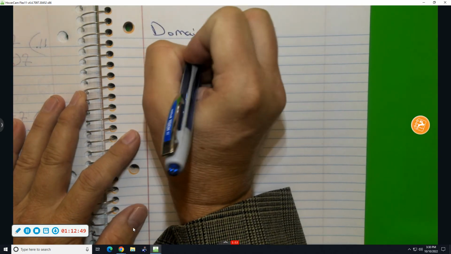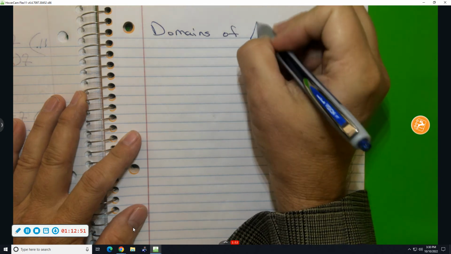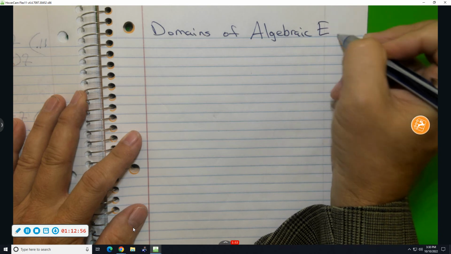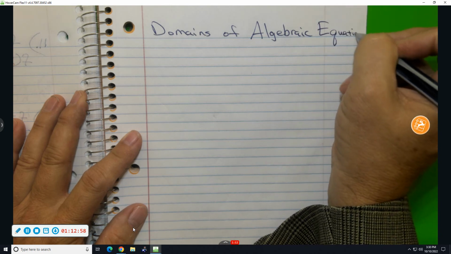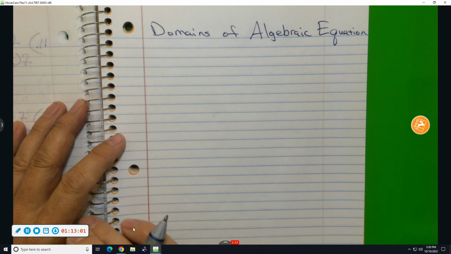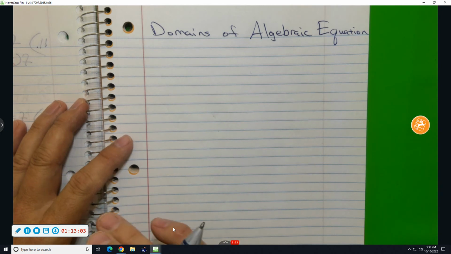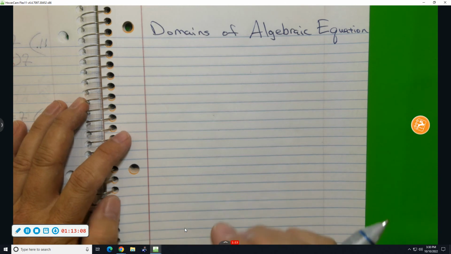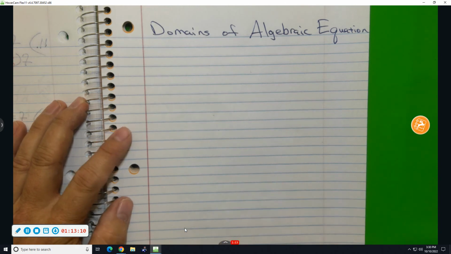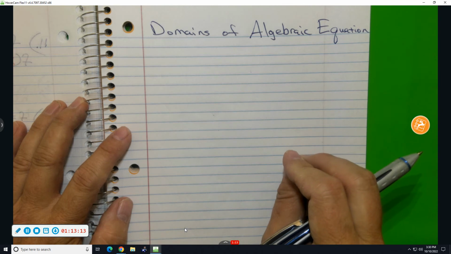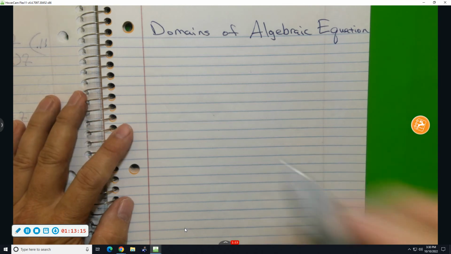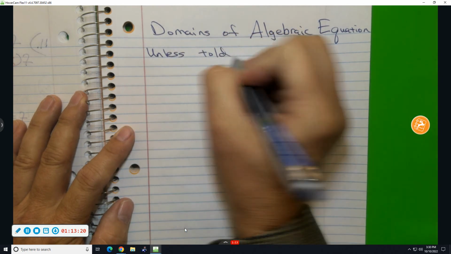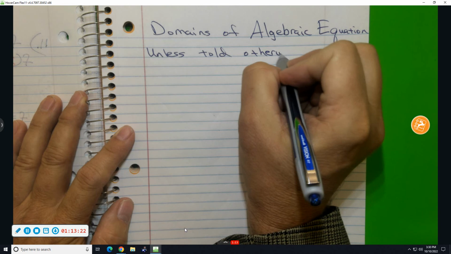Domains of algebraic equations. That means the function is given as an algebraic equation. There's something called the assumed domain. Unless you're told otherwise, assume the domain is the set of all real numbers that can be plugged into the equation to yield another real number. I'll say, unless told otherwise.